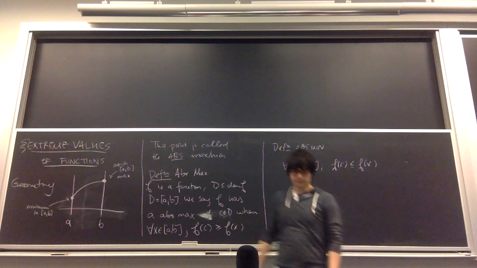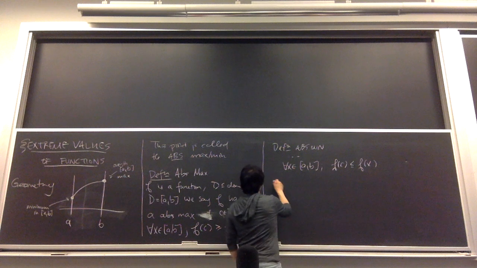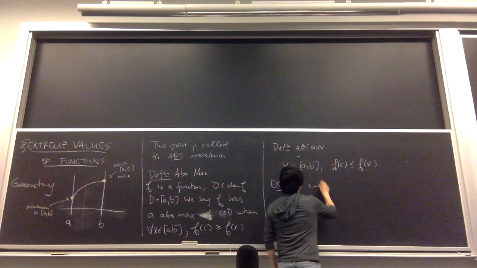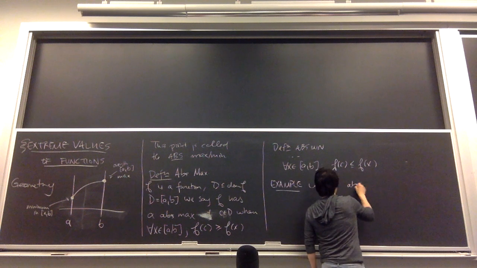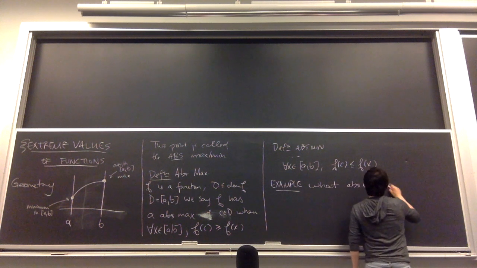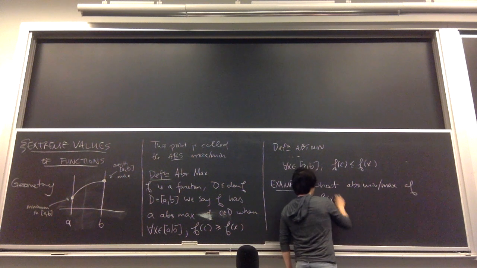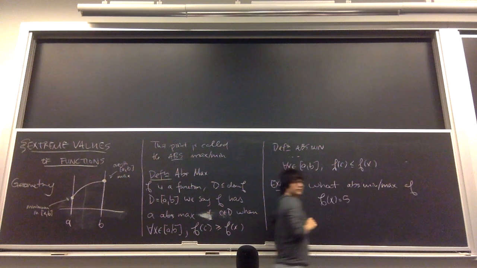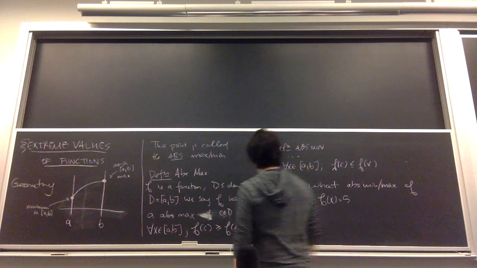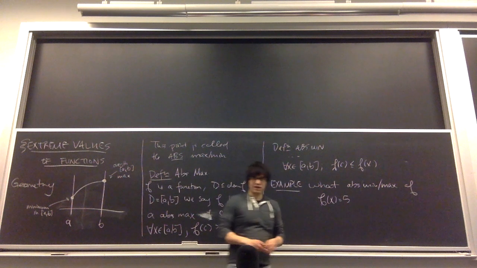Okay, let's see if you understood that. What is the absolute minimum and maximum of the constant function f of x equals 5? You have the definitions. What is the biggest and smallest f can be?